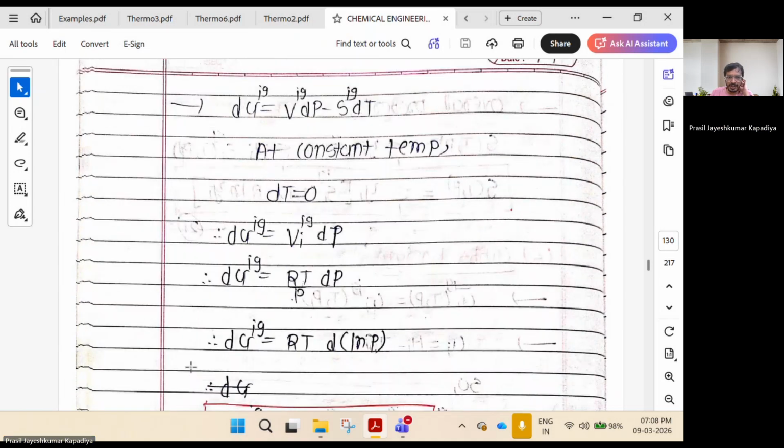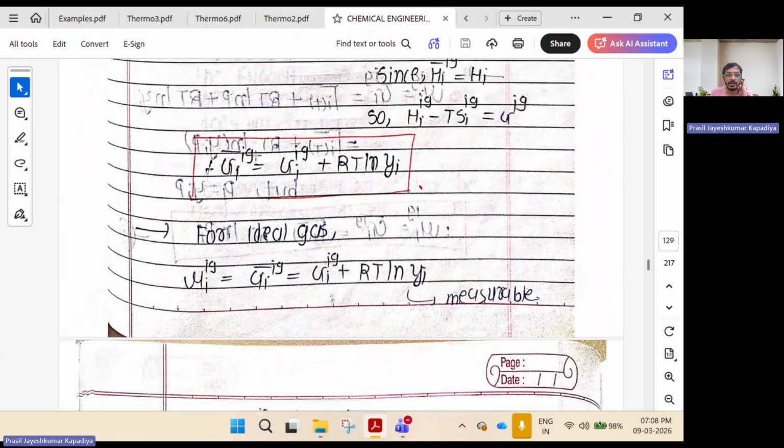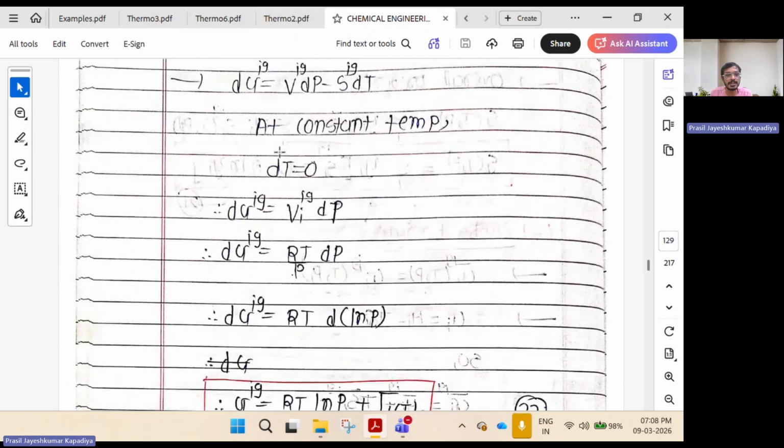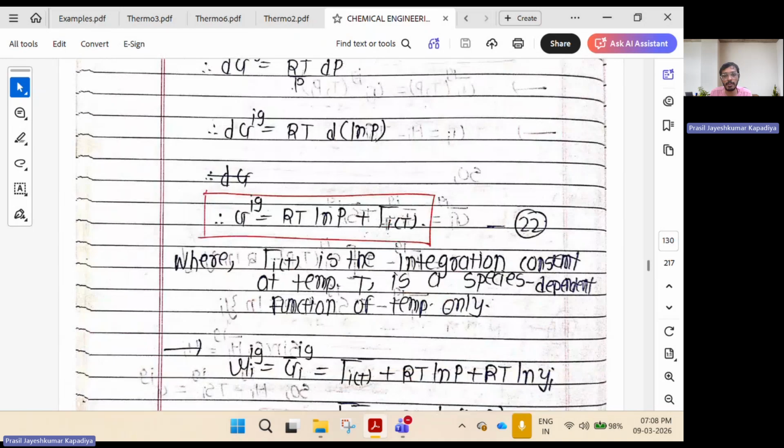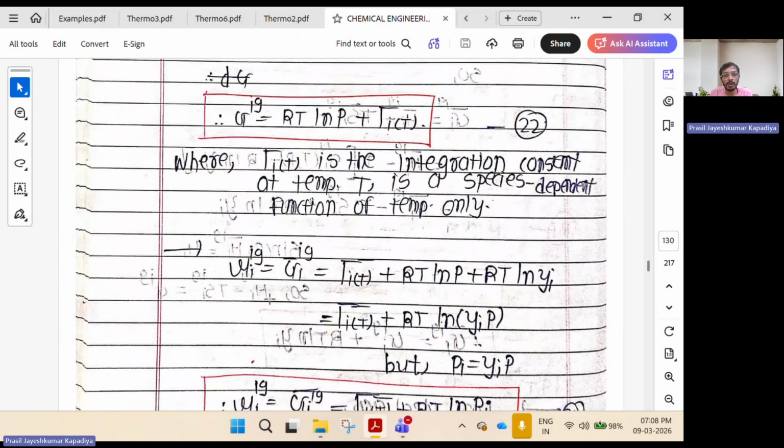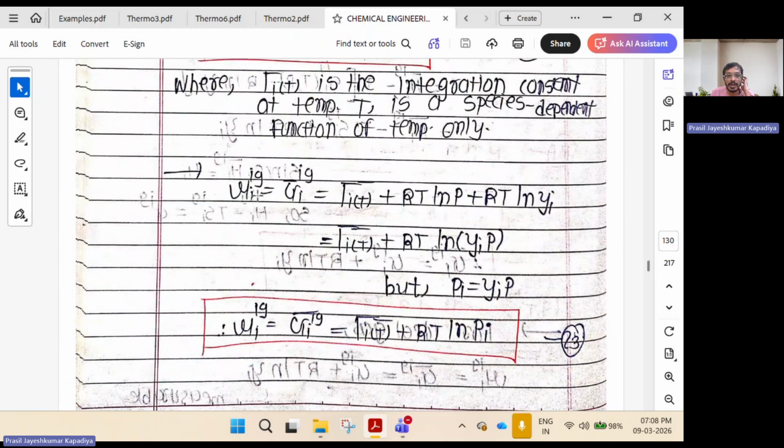So we first derived Gi bar ideal gas is equal to Gi ideal gas plus RT ln yi, and we find that Gi ideal gas is nothing but RT into ln P plus a constant. So what will be my chemical potential? My chemical potential mu i ideal gas is equal to some constant plus RT ln P plus RT ln yi. But it is in logarithmic summation, so logarithmic summations are multiplied. So RT ln yi into P. What is RT ln yi into P? That is nothing but RT ln pi. yi into P is the partial pressure of that particular component.